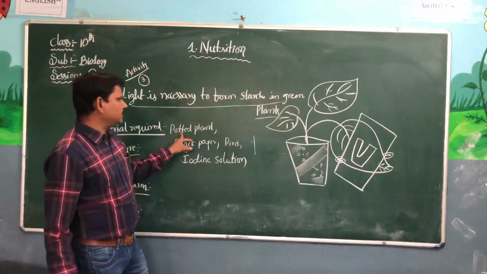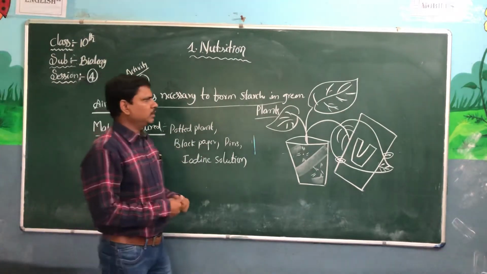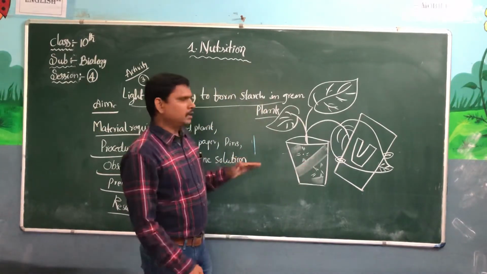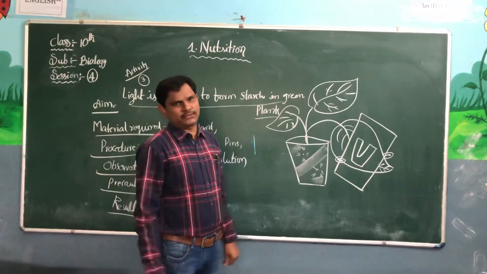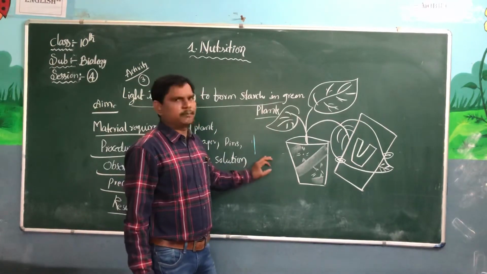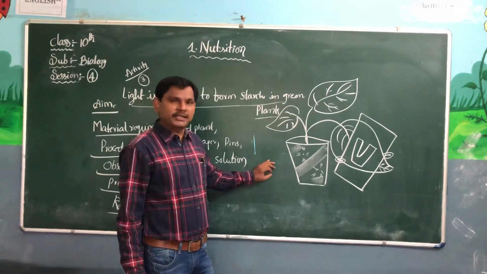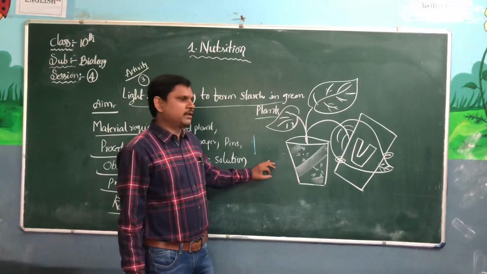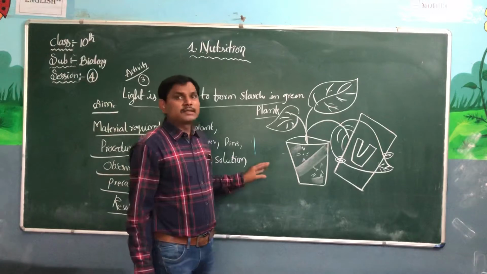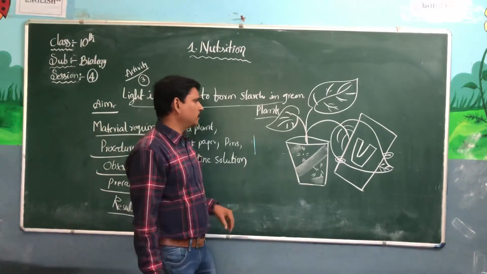Take a potted plant, black paper, small pins, and iodine solution. Before doing this experiment, destarching the leaves is very important. What is destarching? We should keep this potted plant in a dark room for 4 to 5 days or 1 week to make the leaf free from starch. Otherwise, our experiment will not be successful.